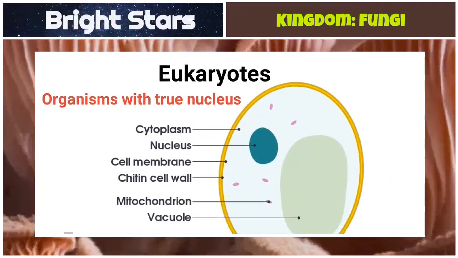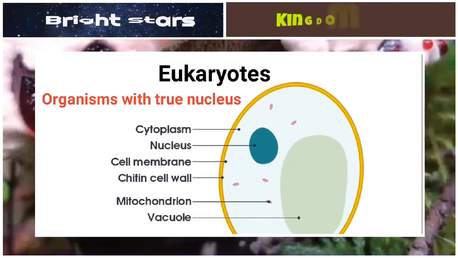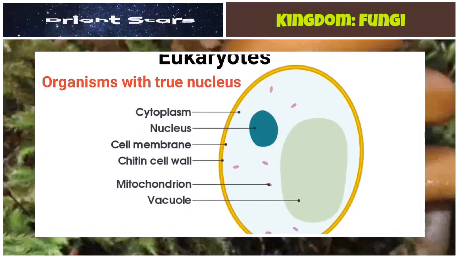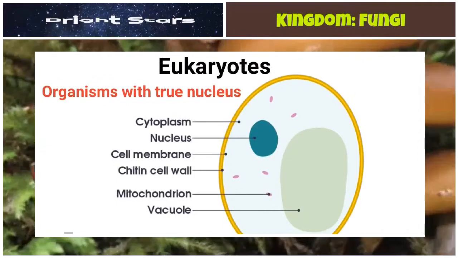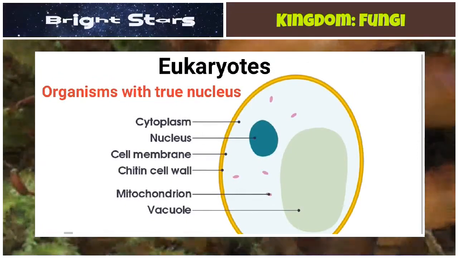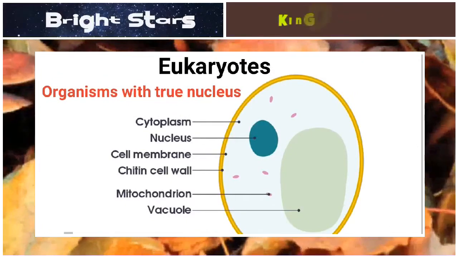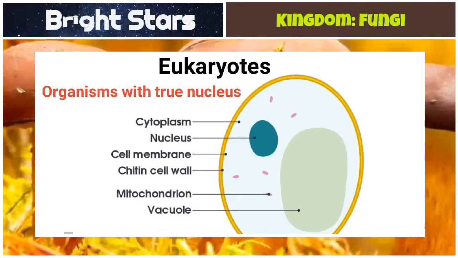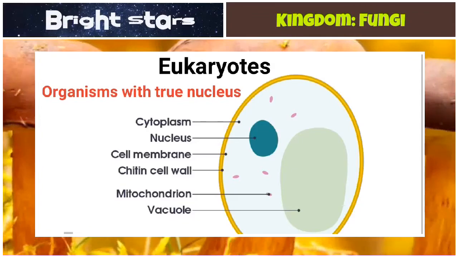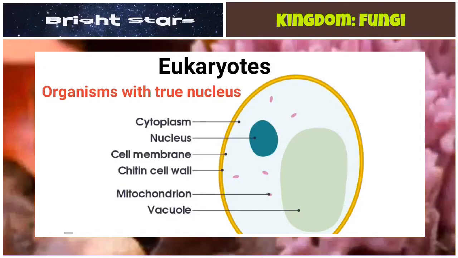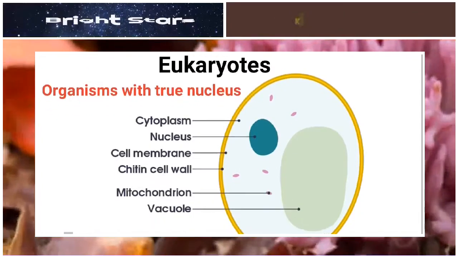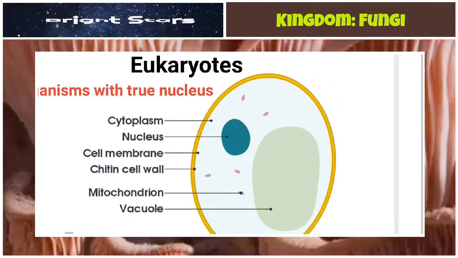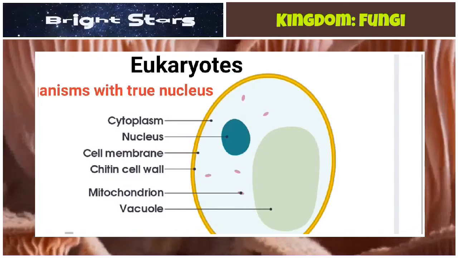First one, eukaryotes. Eukaryotes means organisms with a true nucleus. Here true nucleus means nucleus surrounded by a nuclear membrane. A number of membranous organelles like mitochondria, vacuoles and ribosomes will be present. So fungus is also a kind of eukaryotic organism.